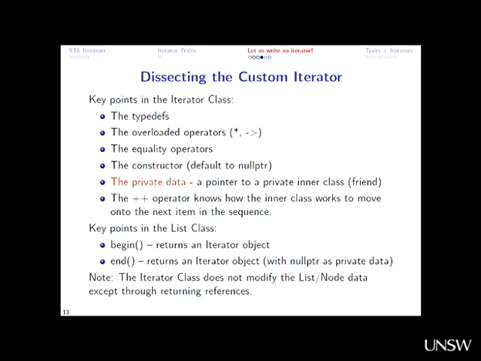And also the plus plus operator knows how the inner class works to move on to the next item in the sequence. Okay? The plus plus operator needs to know that within node there is this pointer to next that it can use to move on. Okay? Those are the key points in the iterator class. The key points in the list class is simply that there's a begin and end function that return this custom iterator type. So there's a linkage that goes on both sides of things. Okay? But what we're focusing on is this iterator class itself.